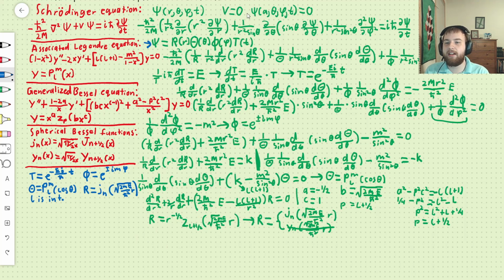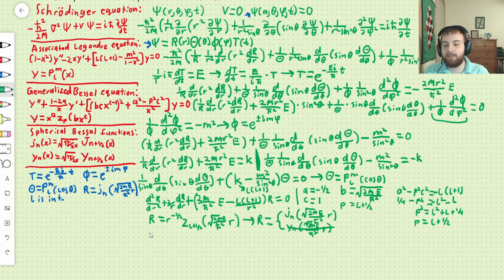Notice how we have not used this. This is why I kept it on the screen. We have not used this necessary condition yet, that at a, our function is equal to 0. So we're going to use it now.